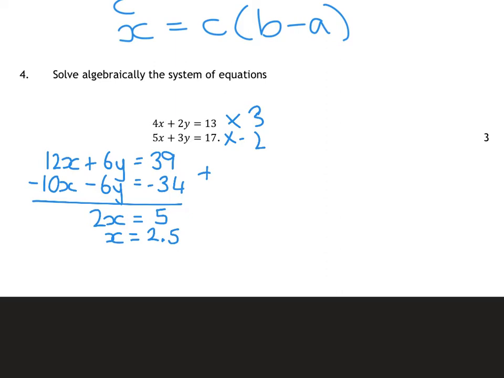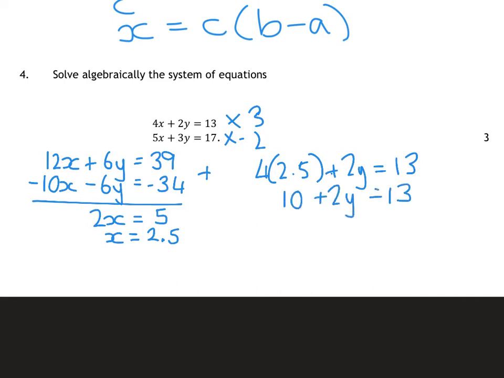So far it looks not too bad. It's not like a recurring decimal, so we're going to continue with it. So if I'm using 2.5, I'm going to go back to my very first equation, and I'm going to do 4 times 2.5 plus 2y equals 13. So that gives me 10 plus 2y equals 13. 13 take away 10 is 3.